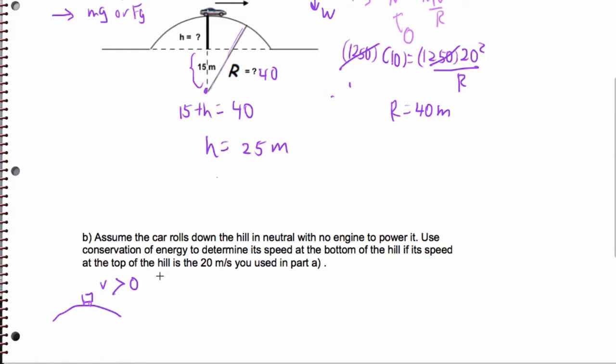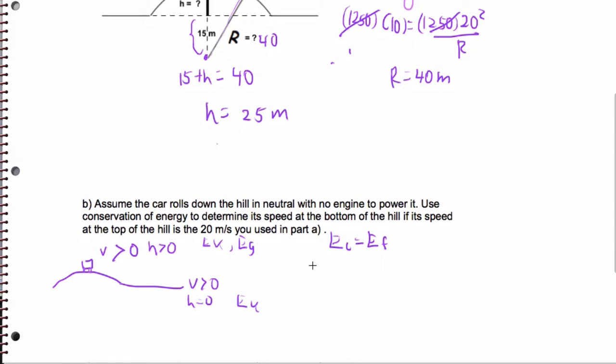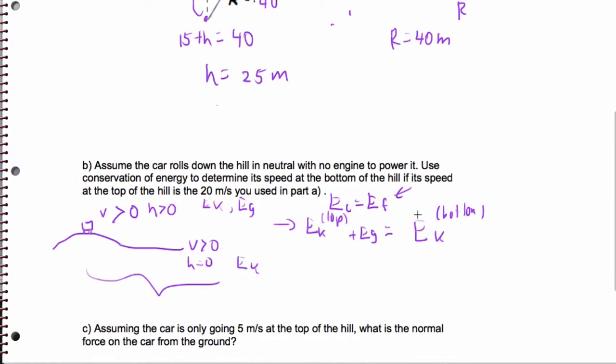So v is greater than 0, and at the top, h is greater than 0. Now, at the bottom of the hill, we only have v greater than 0 and h equals 0. So at the top of the hill, we actually have kinetic and gravitational energy. At the bottom, we only have kinetic energy. So we're going to use E initial equals E final. That's our conservation of energy formula. So we have E kinetic at the top plus EG, and that ends up being converted into all E kinetic at the bottom. This formula I give you, this one you'd actually need to be able to come up with, and you'd need to draw this picture and figure that out.